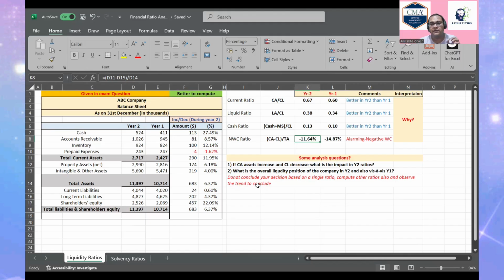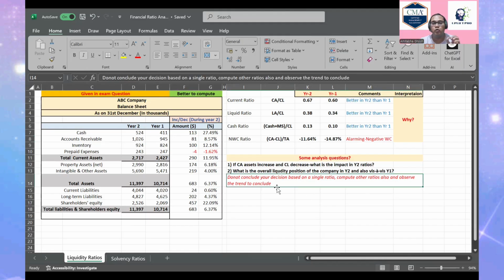And the text which is highlighted in red is very important: do not conclude your decision based on a single ratio. Compute other ratios also and observe the trend to conclude about the question that has been asked. So this is very important. No single ratio should be a determinant for your response. You should take into consideration a couple of ratios to compute and see the trend before concluding.